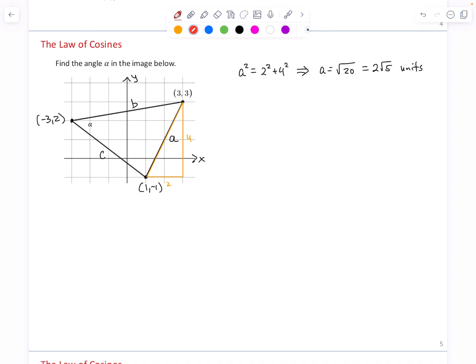B and C can be found similarly. B is the hypotenuse of this red right triangle, whose side lengths are 1 and 6. So B squared is equal to 1 squared plus 6 squared, telling us that B is the square root of 37.